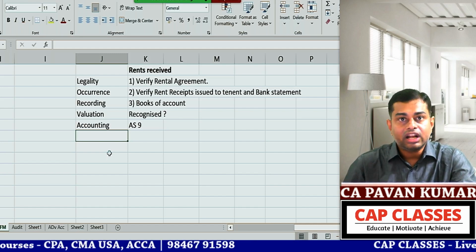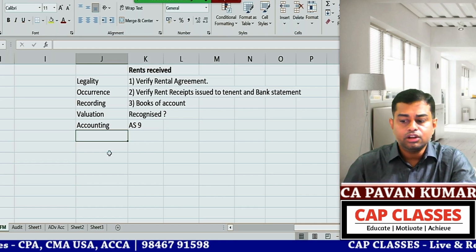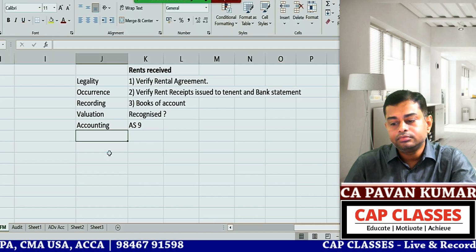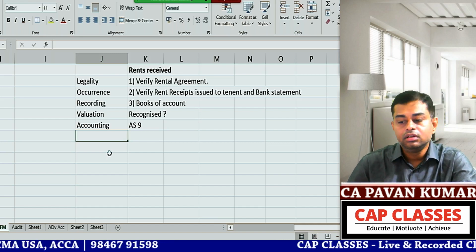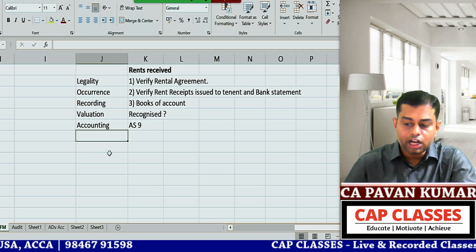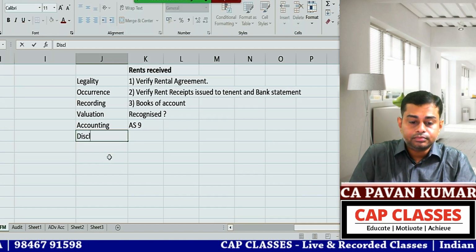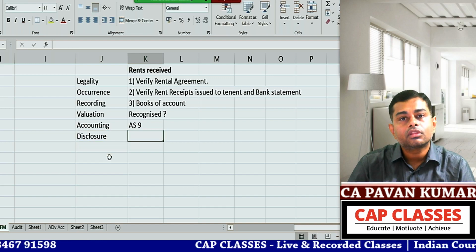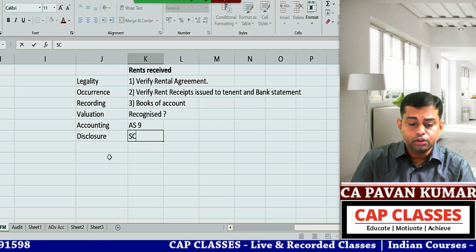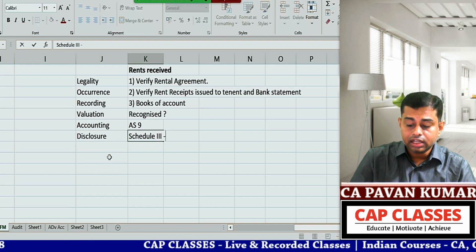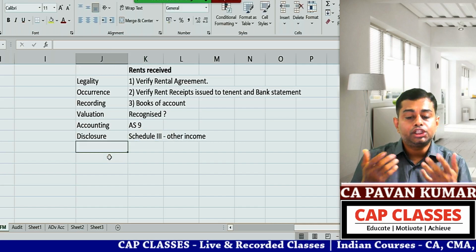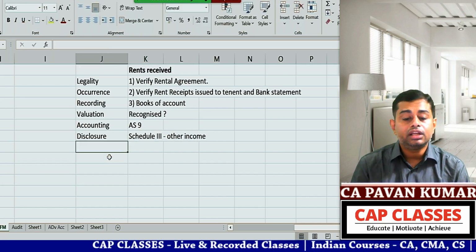You understand? You are giving a building on rent to some other person. You will receive a rental deposit, 1 year deposit, 6 months deposit. That should be shown as a liability. That you have to write. Okay, disclosure. Disclosure, Schedule 3, other income. Whether it is shown as other income as per Schedule 3.